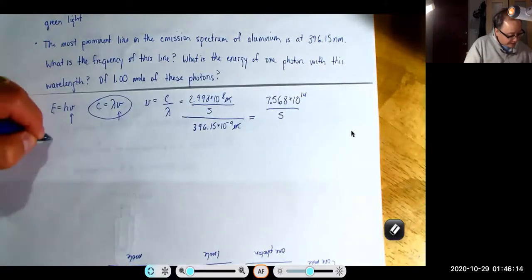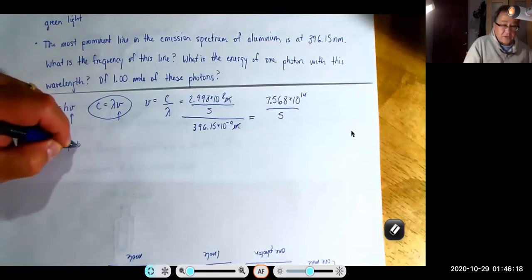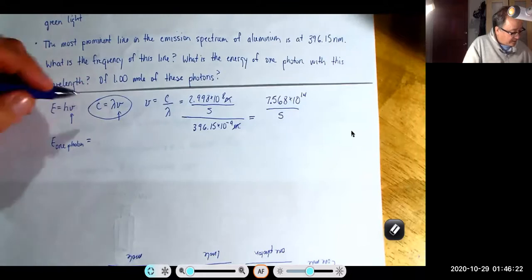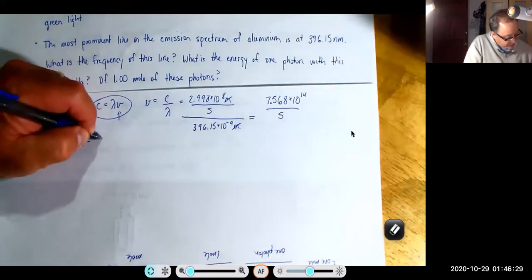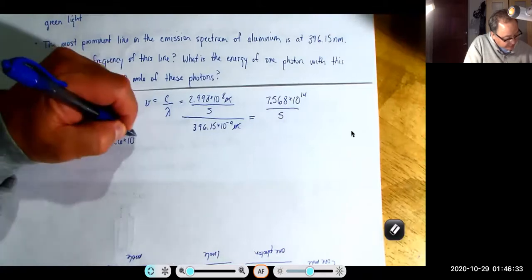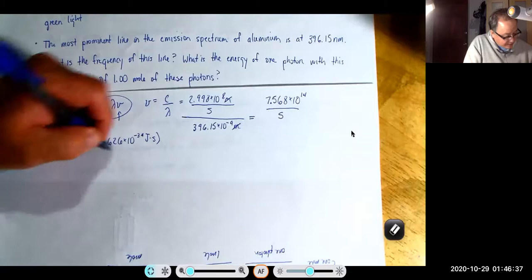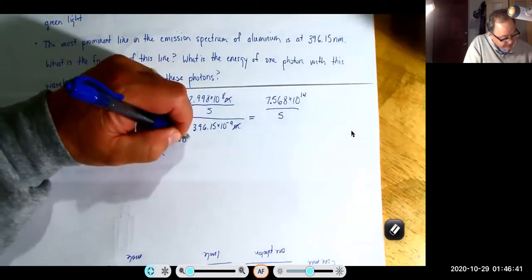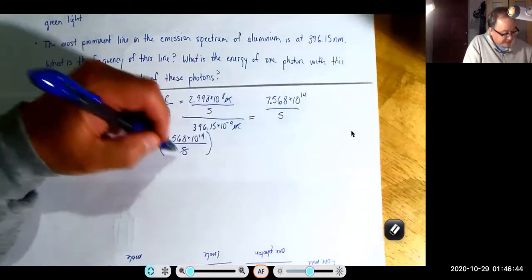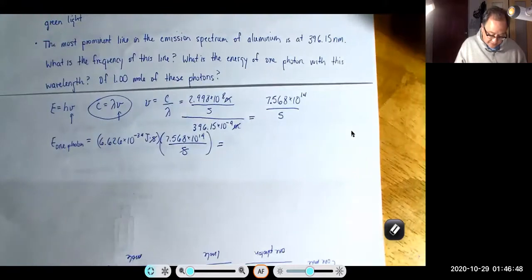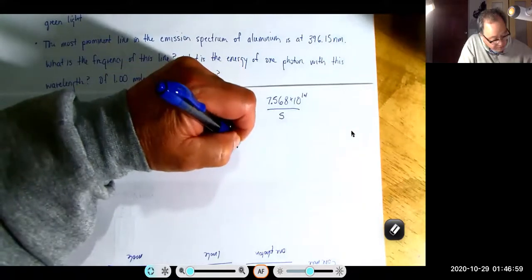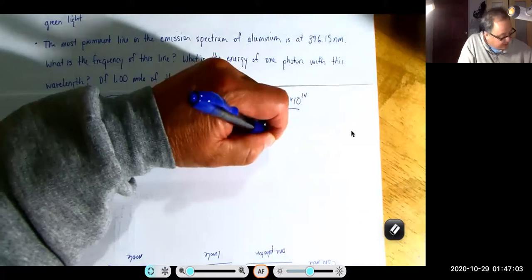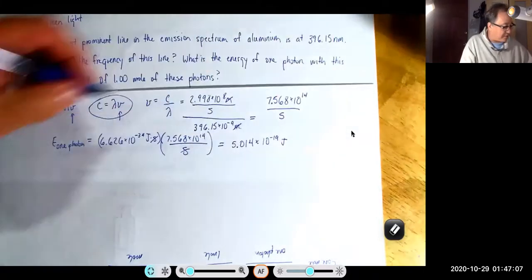Now we're going to use this. So the energy of one photon is going to be equal to, let's see, how do you want to do this? Do you want to do h nu? I think we'll do h nu since we just figured out what nu is. So 6.626 times 10 to the minus 34 joule seconds, and then we have times 7.568 times 10 to the 14 per second. You can see that the seconds cancel. 6.626 EE negative 34. And so here I get 5.014 times 10 to the minus 19 joules. So that's the second part.